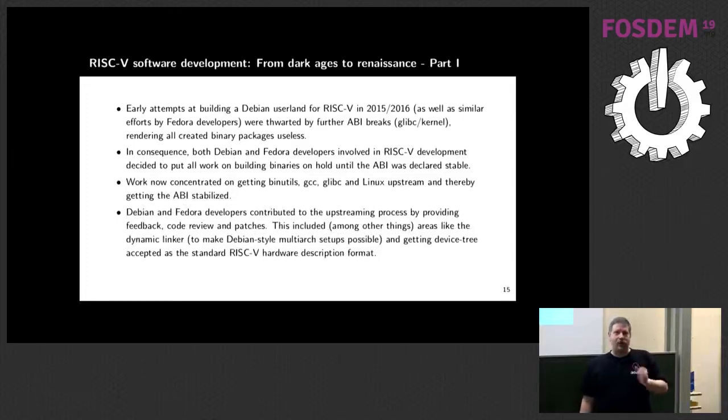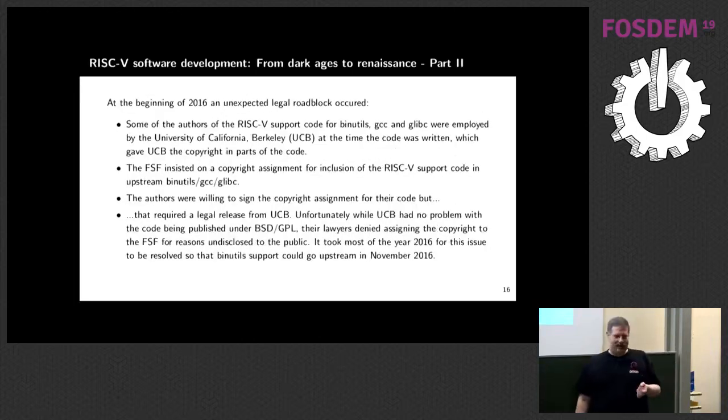And, well, things were looking quite well until early 2016, and we had some form of déjà vu, because we wanted to get GCC support upstream, and the people who wrote the GCC support were happy to do a copyright assignment. Unfortunately, some of them had work contracts with the University of California, which gave UCB the copyright in some of their contributions. And UCB was happy to license the stuff under a free license, under GPL, under BSD, no problem. But they were not willing to agree to a copyright assignment. So we were exactly in the same situation that the OpenRISC people had been facing beforehand, and things were looking rather dire. It took nearly a year to get the legal stuff sorted out.